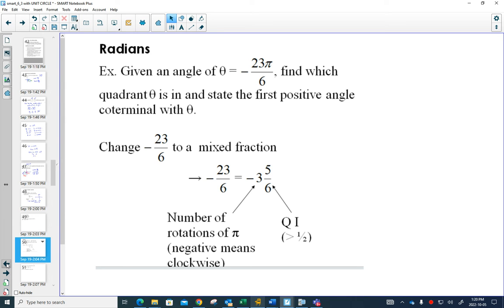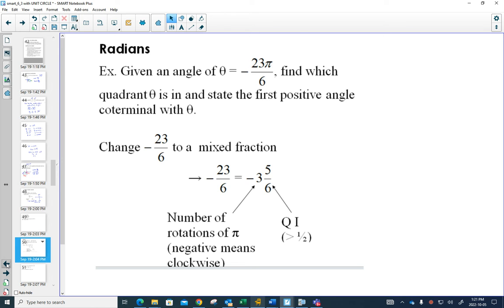Since I know sine of pi over 6 from my unit circle. Anybody have it? Is it 1/2 or root 3 over 2, sine of pi over 6? 1/2. So I would know that sine of negative 23 pi over 6 is also going to be 1/2, but I wouldn't know if it's positive or negative. I'd have to determine what quadrant it's in. So this is what this is trying to do for us right now, is figure out what quadrant negative 23 pi over 6 is in.